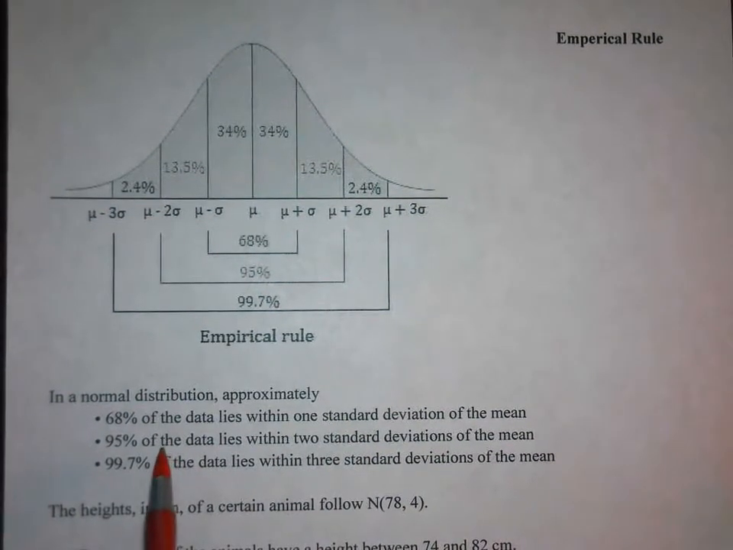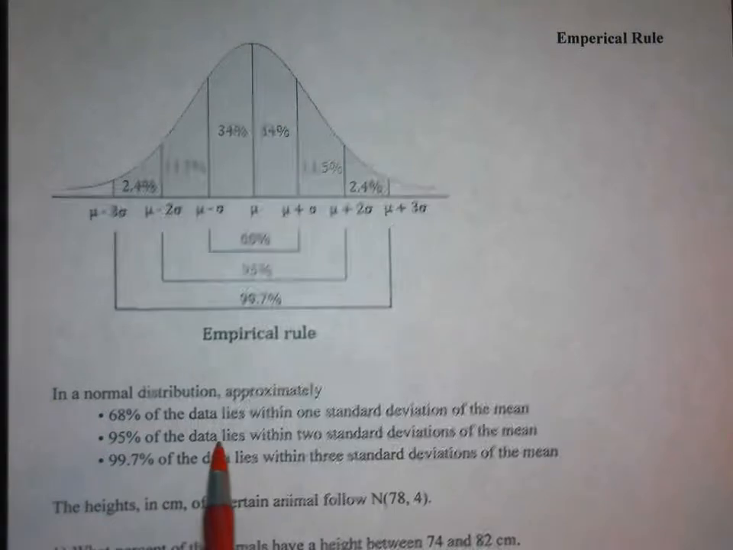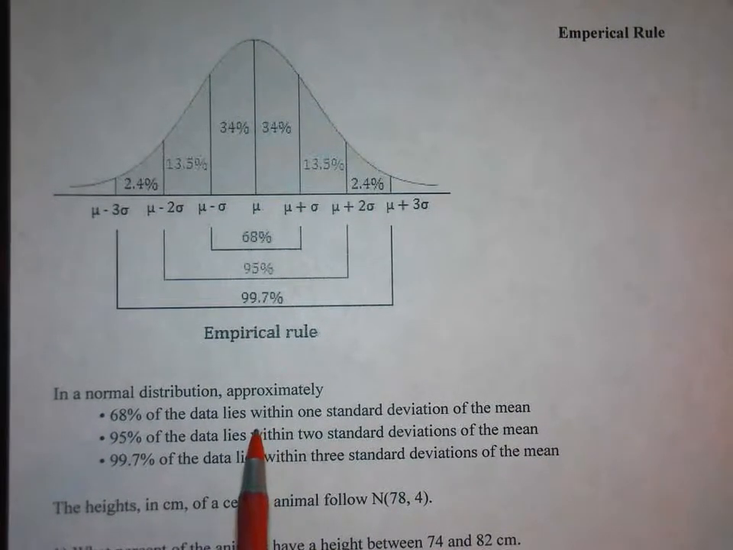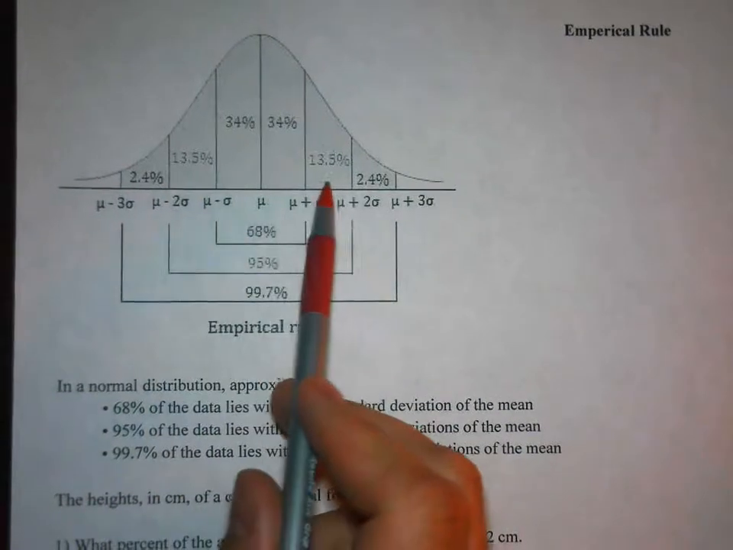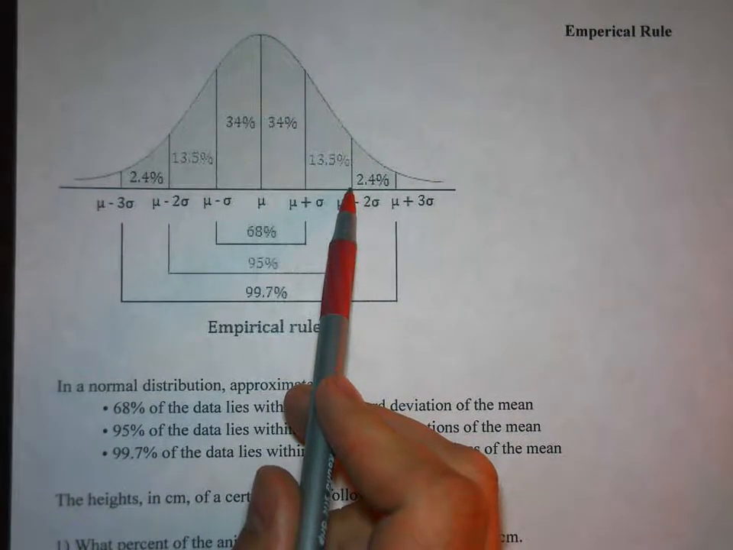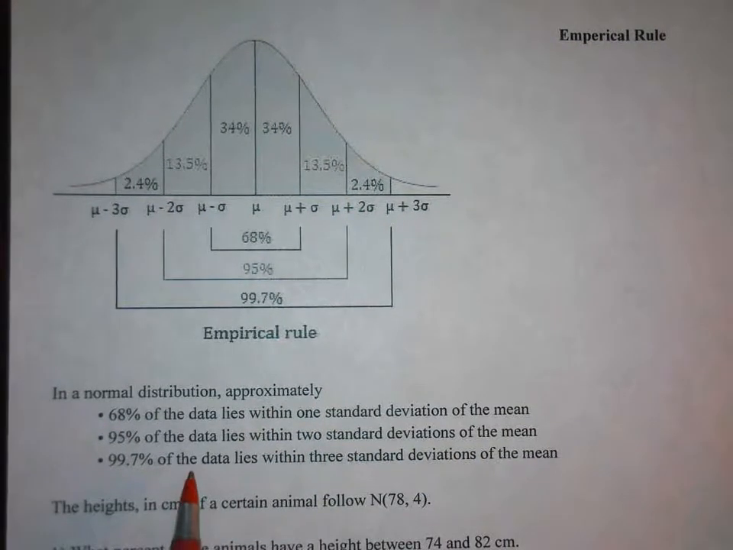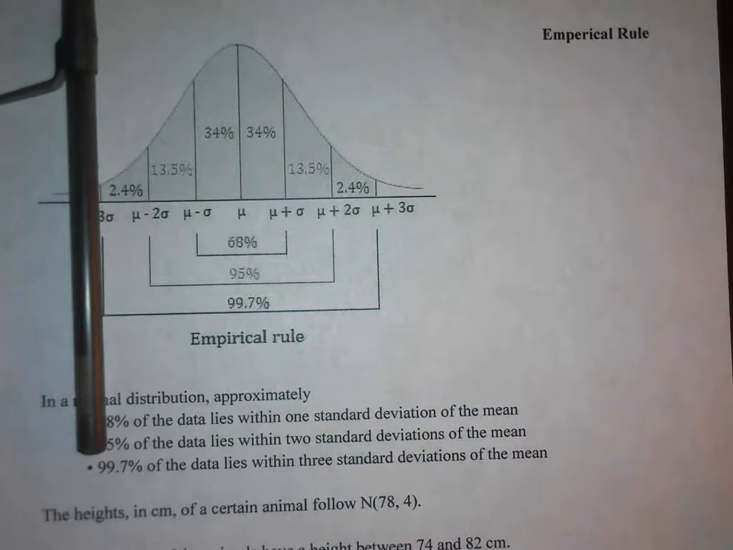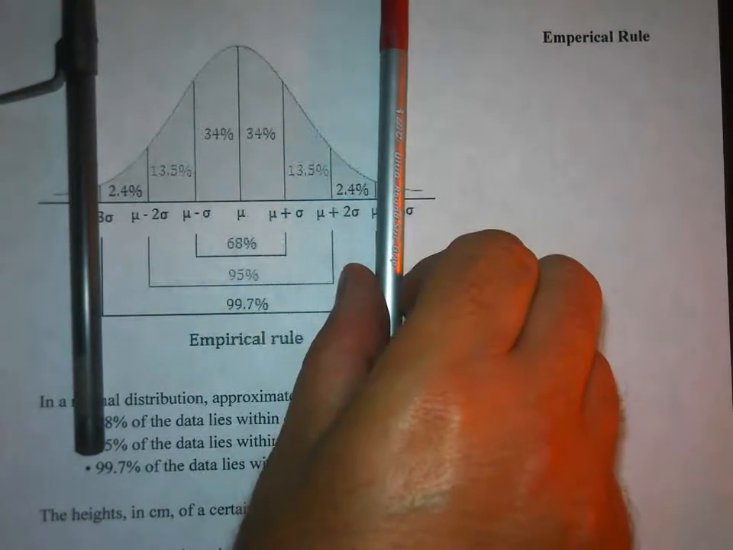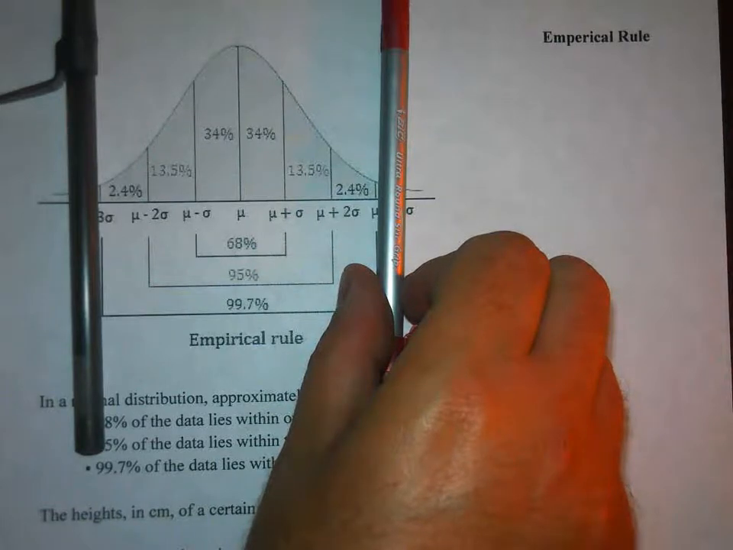The second part says that there's 95% of the data within 2 standard deviations of the mean. So between mu minus 2 sigma and mu plus 2 sigma, there's 95% of the data. And then 99.7% of the data lies within 3 standard deviations. So between mu minus 3 sigma and mu plus 3 sigma, there's 95% of the data. I'm sorry, 99.7% of the data.